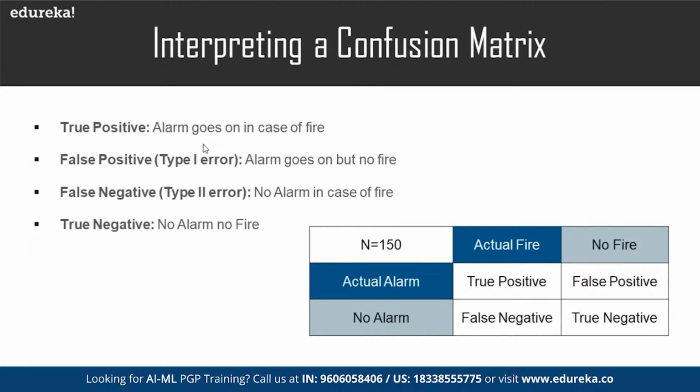For example, true positive, I was talking about it: the alarm goes on in case of fire. False positive, which we call a type 1 error: the alarm goes on but there is no fire. But false negative is very critical, a type 2 error: there is no alarm even though there is a fire in place. It's such a dangerous thing.